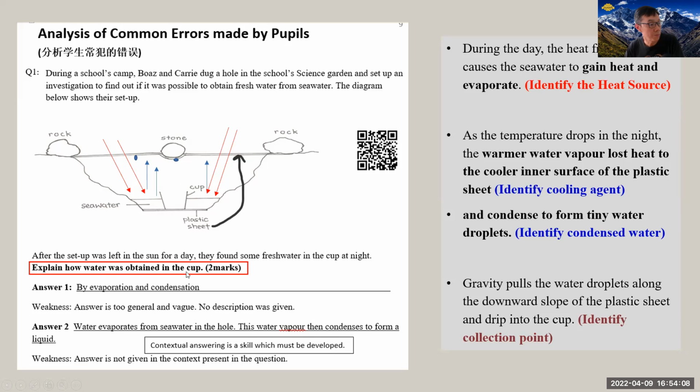Finally, because they ask you to explain how water was obtained in the cup, one final step you mention is that gravity pulls the water droplets along the downward slope. Actually, the drawing here is not as good as I wanted. I wanted to draw a downward slope because the stone is pressing downwards, so it will form a slight V shape this way. So this is the collection point.